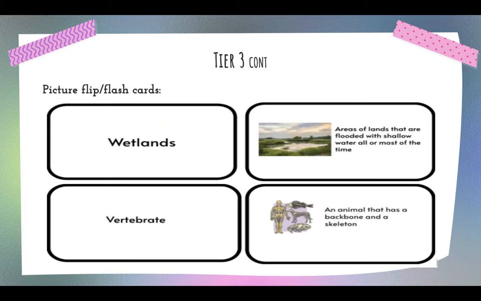Tutors can also create picture flip flashcards that define Tier 3 words. These cards have the words printed on the front and a picture with the definition on the back to reinforce the vocabulary word.